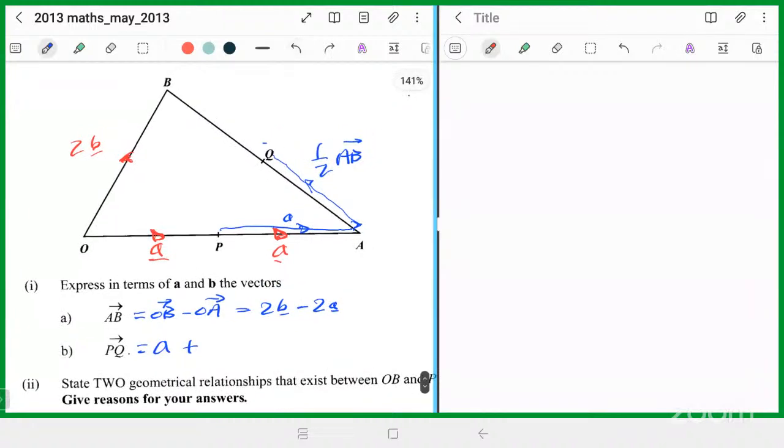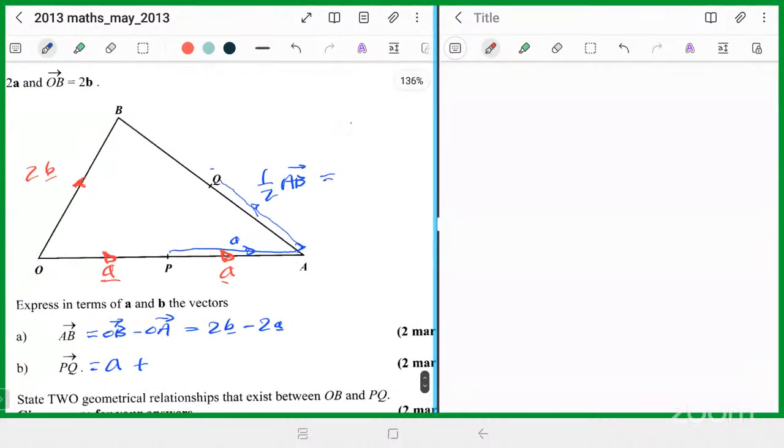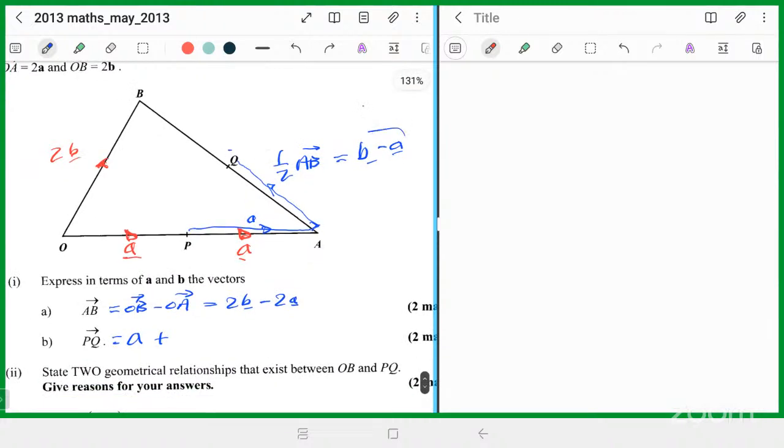I can write it here. Half of AB becomes B. Half of AB minus B. Half of this is B. Half of this minus B. B minus B. I'm adding this now here for this part, and I'm writing B minus this A, and this minus B cancel. I'm just left with B.